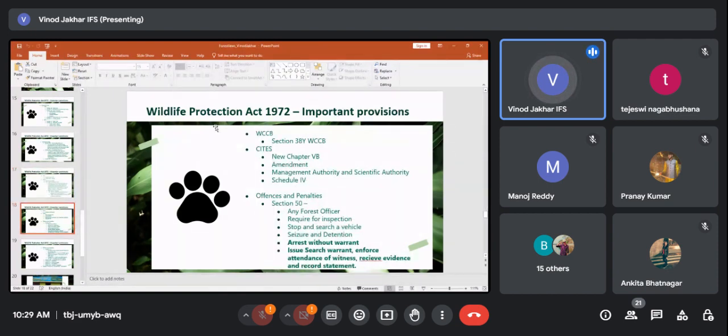Then there is a body called the Wildlife Crime Control Bureau. Section 38Y establishes that body and gives it power. It is basically a central government agency. If there is any wildlife crime, who investigates it? The State Forest Department. You as a forest officer, you and your subordinate staff will be investigating those. But wildlife crimes are not just a phenomenon of a state. Sometimes it is part of an organized crime.